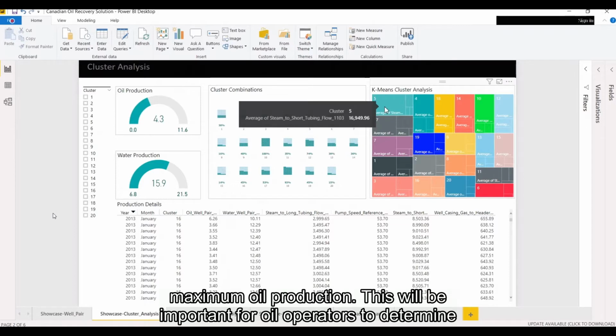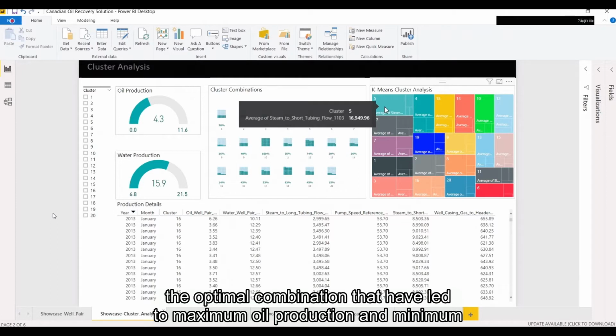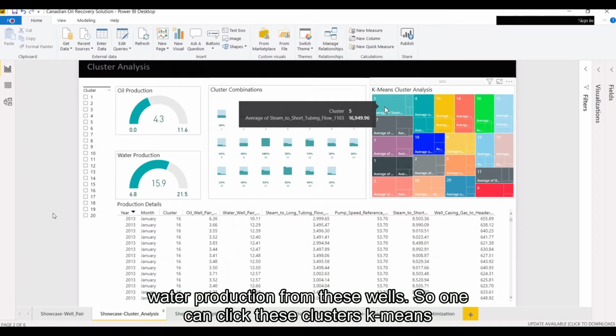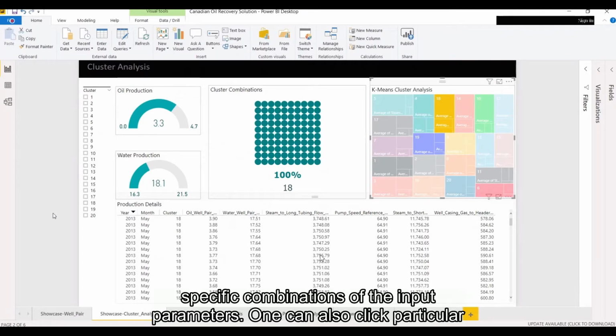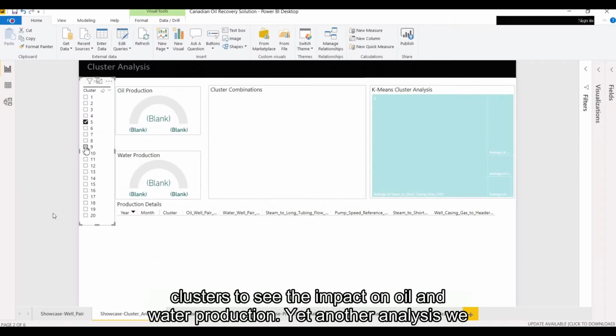This will be important for oil operators to determine the optimal combination that have led to maximum oil production and minimum water production from these wells. So one can click these clusters, k-means clusters, and see the changes in oil production and water production based on specific combinations of the input parameters. One can also click particular clusters to see the impact on oil and water production.